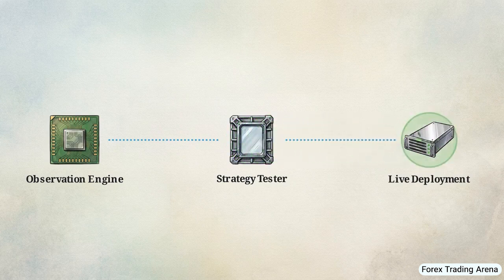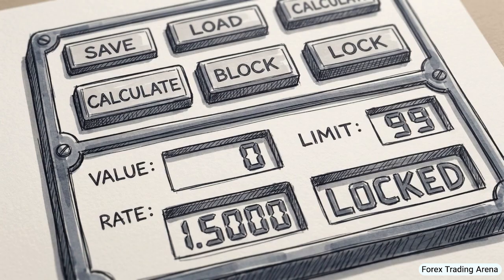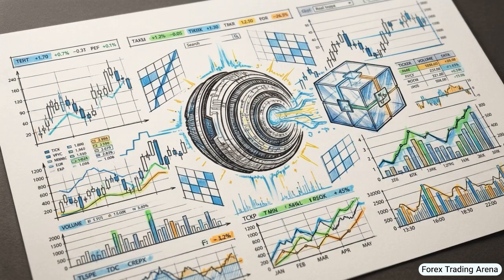However, the ATE's engineering job continues even after the EA is deployed, initiating iterative improvement. The system actively monitors live trading results alongside manual user corrections. This generates a continuous stream of refinement data, which loops back into the observation engine. This closed-loop feedback mechanism ensures the Expert Advisor is not a static, rigidly coded bot, but a dynamic asset that continuously evolves alongside changing market conditions.